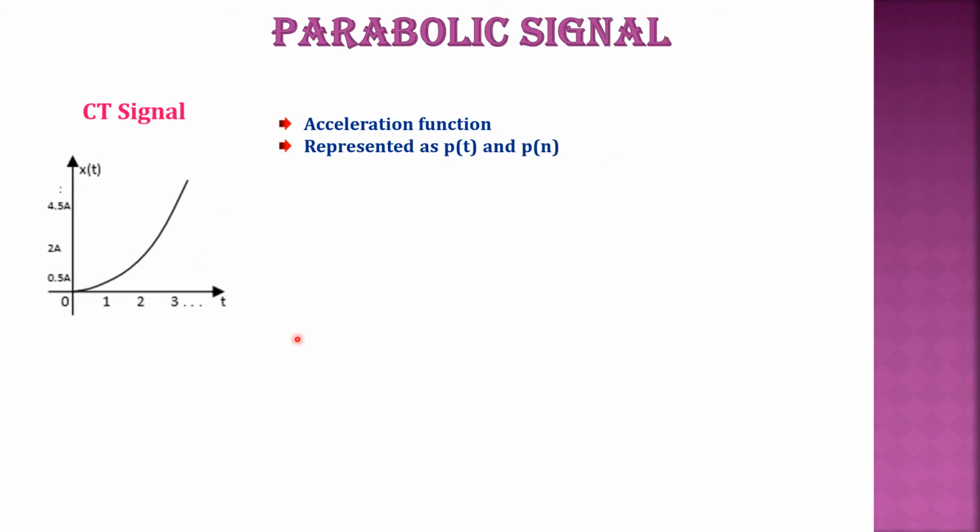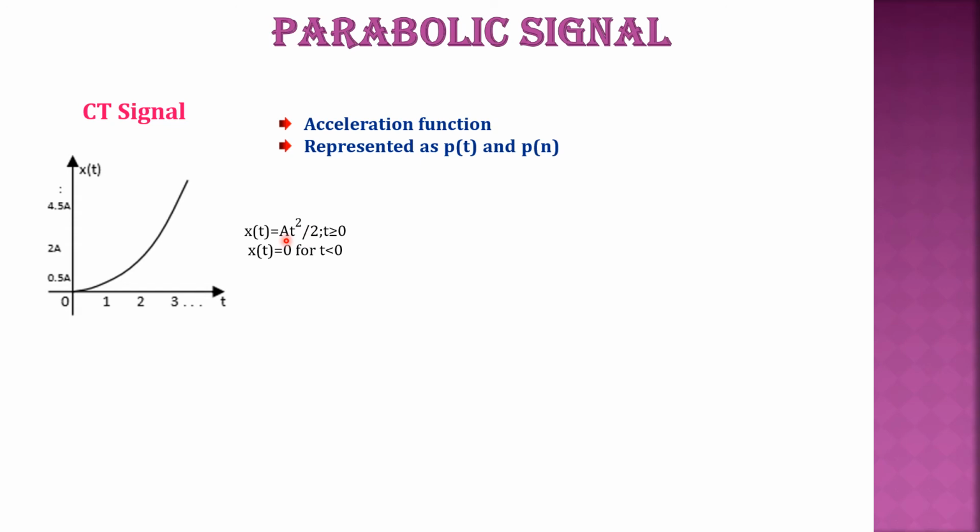The next signal we are going to see is a parabolic signal. As the name indicates, the shape of the signal is going to be in the form of a parabola. It is represented as P of t in CT domain and P of n in DT domain. Now look at the shape of the signal. It's in the form of a parabola, and we all know the equation of a parabola, x of t is equal to a t square by 2.